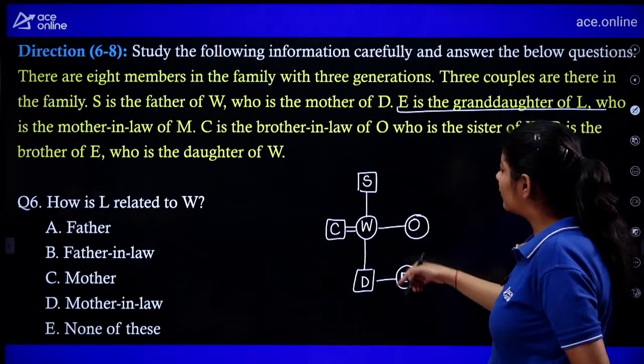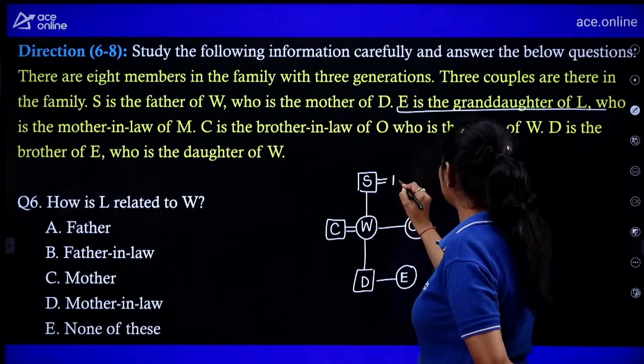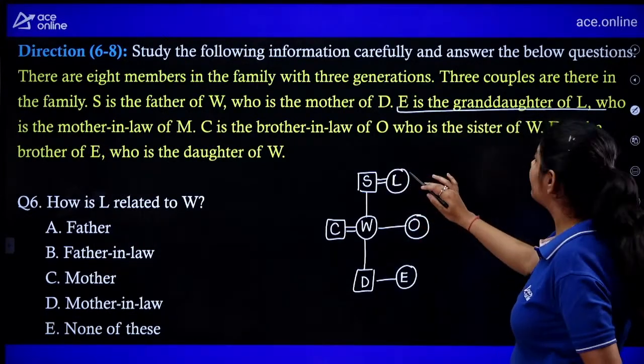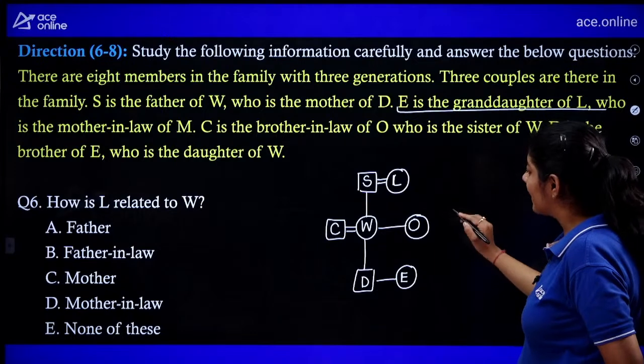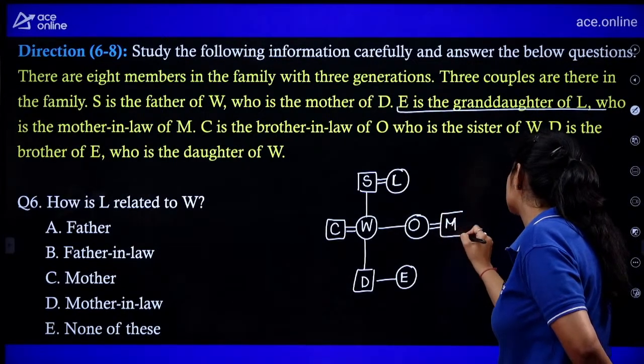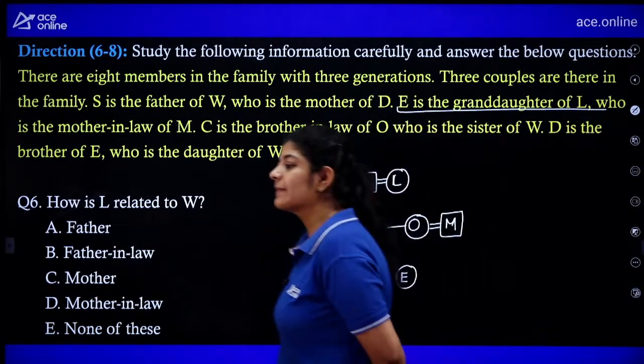E is a granddaughter, that means L is related over here. E is a granddaughter of L, who is mother-in-law of M. If she is mother-in-law of M, that means we need to introduce M like this, right? So this is my family tree.